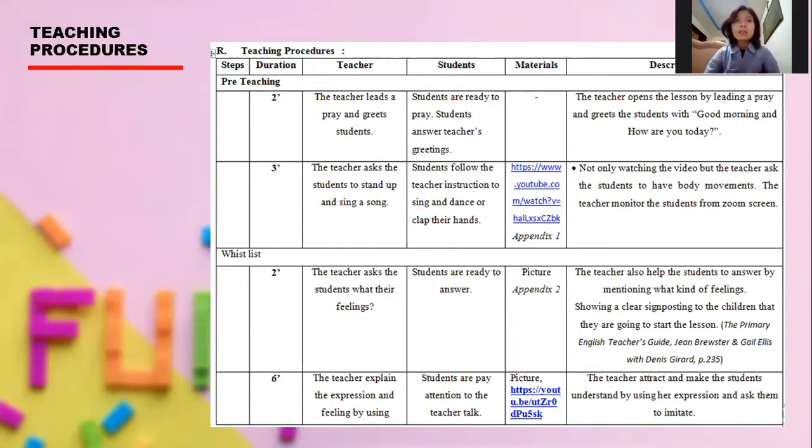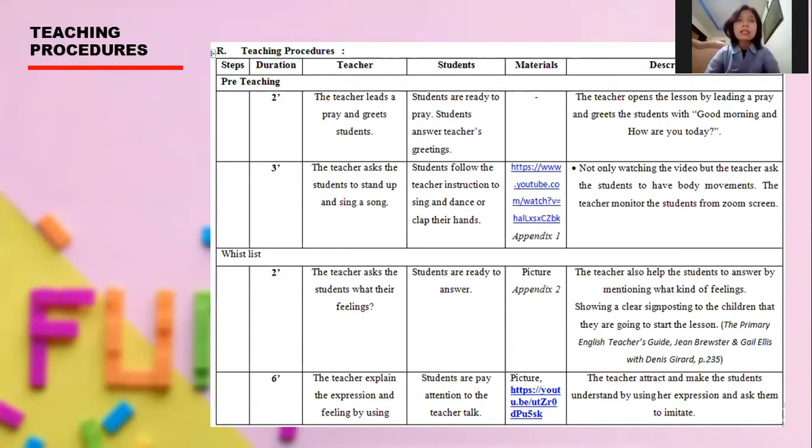The description is the teacher opens the lesson by leading a prayer and greeting the students with good morning and how are you today. Here we have no materials. And the second stage is the teacher asks the students to stand up and sing a song. We have 3 minutes for these activities. The students follow the teacher's instruction to sing and dance or clap their hands.